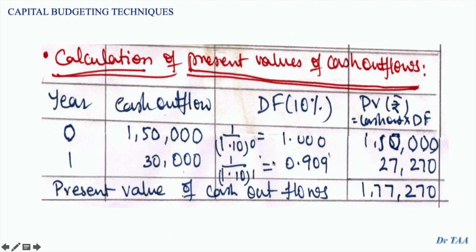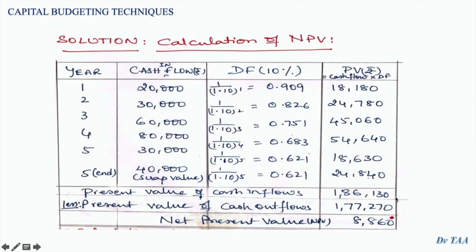Now how do you calculate the present values of cash outflows? Just see the working note here. You see the cash flow in the initial year is 1,50,000. So your discounting factor will be 1 by 1.10 raised to the power of 0, that is 1. Okay. For second year it is 1 by 1.10 raised to the power of 1. So if you calculate, you will get 1,77,270. So by subtracting these two, that is inflows and outflows, you see there is 8,860, which is a positive value. Okay. So the project is accepted.